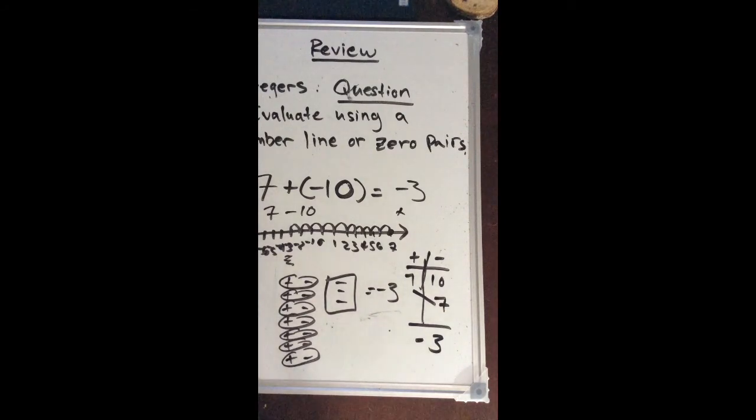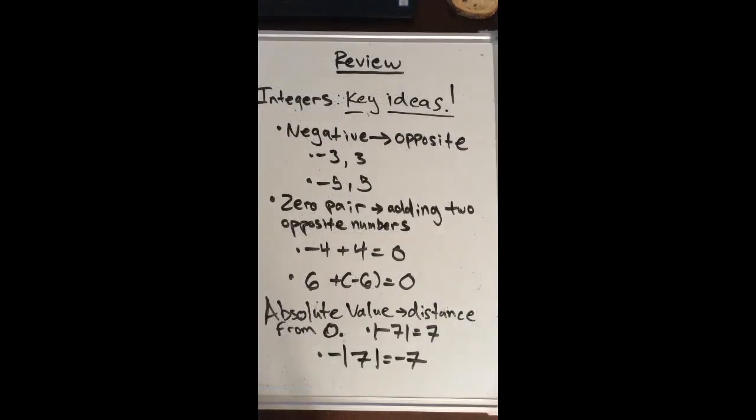Isn't that neat? So there are a couple of things we want to do as we wrap up key ideas from this first lesson on adding and subtracting integers. First, we want to remember that negative, in an easy way, is just the opposite of something. So if you had negative 3, the opposite would be positive 3. And if you had positive 3, its opposite would be negative 3. If you had negative 5, its opposite would be positive 5. And if you had positive 5, its opposite would be negative 5.